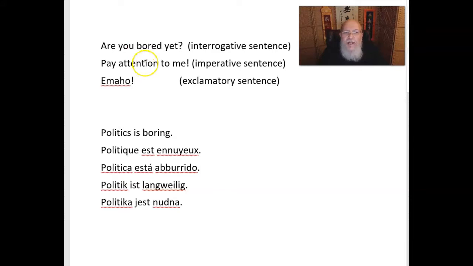Or I could say, "Pay attention to me." And that would be an imperative sentence. Or sometimes we just make exclamations, like one of my favorites, "Aim-a-ho," a Tibetan exclamation that means, "How wonderful, how marvelous." Or if I just bump my finger, I could say, "Ouch," and that would be an exclamatory sentence. And it wouldn't have any truth value either, because it's not making a claim, right?